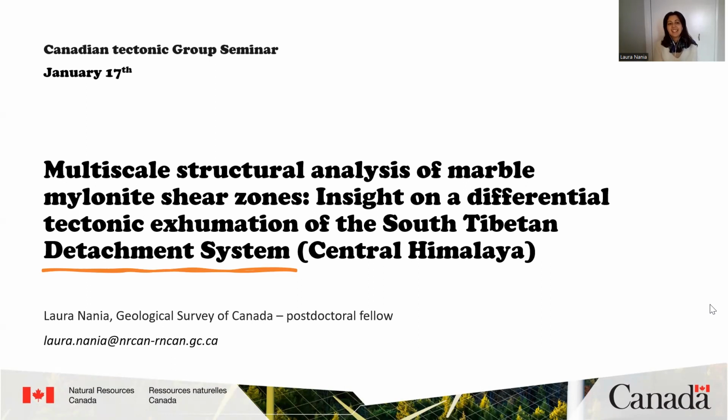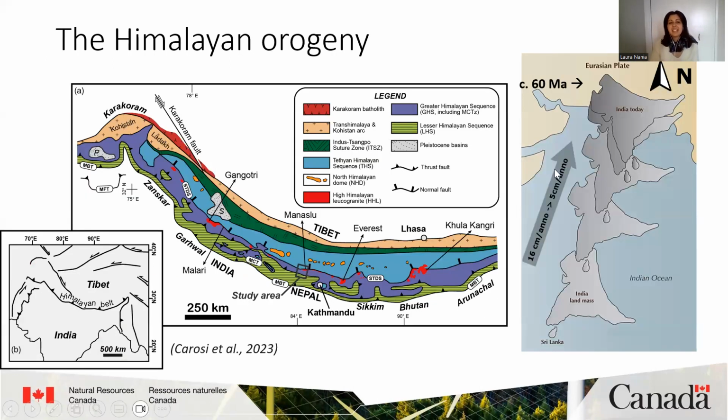Today I'm going to talk about the Himalayan belt and specifically about one of the major tectonic structures there, which is the South Tibetan Detachment System. I will just start with a very brief introduction on the belt before going toward the actual study.